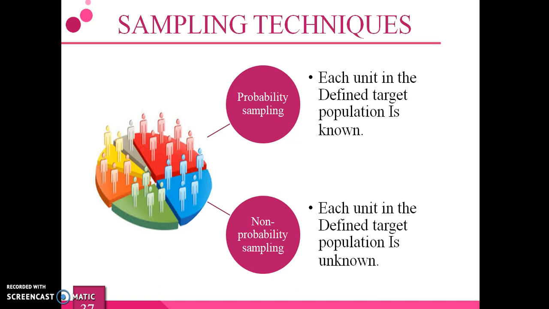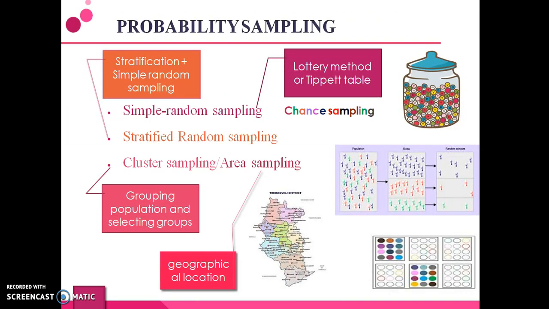When we go for non-probability sampling, each unit in the defined target population is unknown. We are not able to estimate the population parameter. These are the types of sampling coming under probability sampling. Simple random sampling, otherwise called chance sampling.